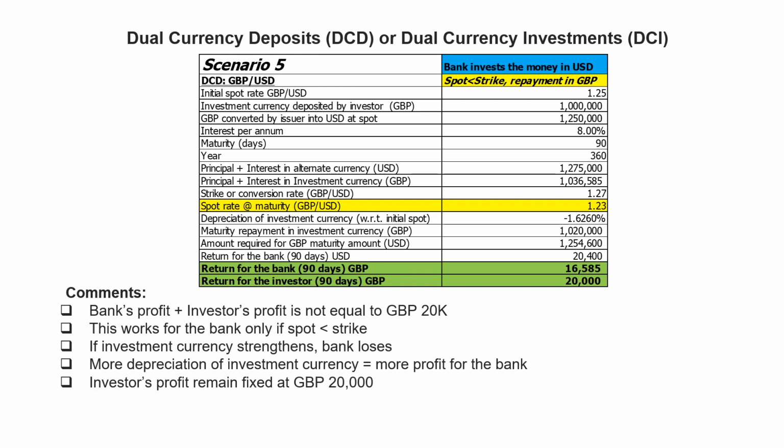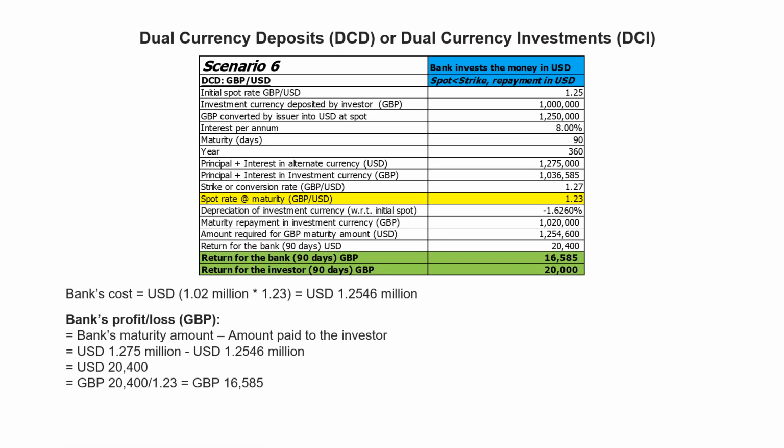Let's discuss scenario 6. In this scenario, the bank invests the money in USD and the repayment is also done in USD. This scenario is exactly as the previous scenario except for the fact that the bank repays the investor in USD. The bank converts the GBP 1 million to USD 1.25 million initially, deposits the USD 1.25 million, earns 2% interest on it, leading to a maturity amount for the bank of USD 1.275 million.